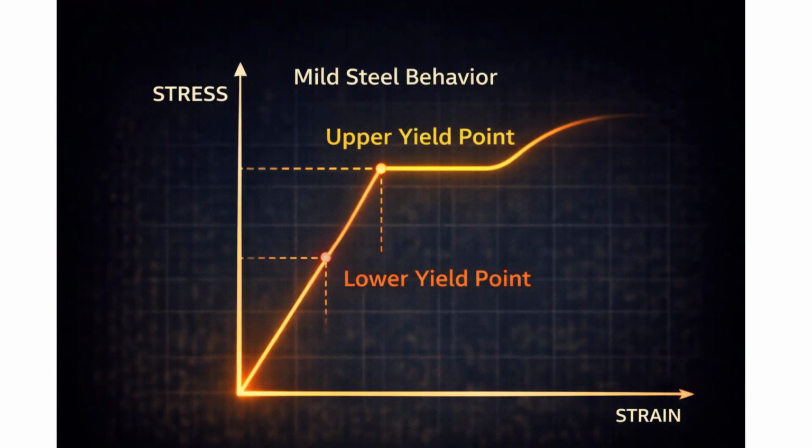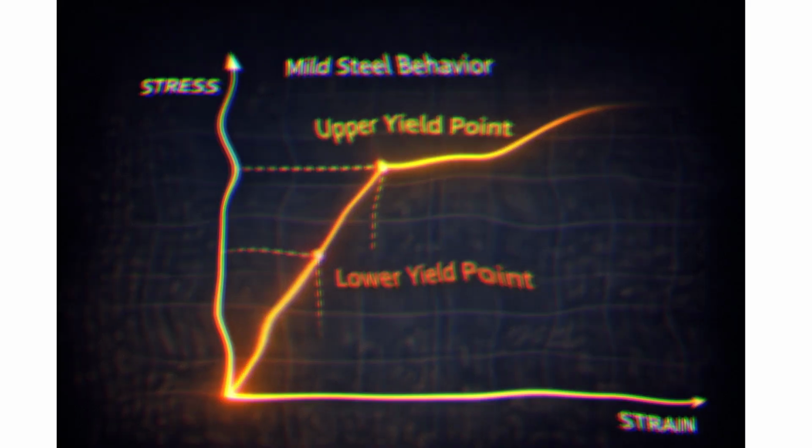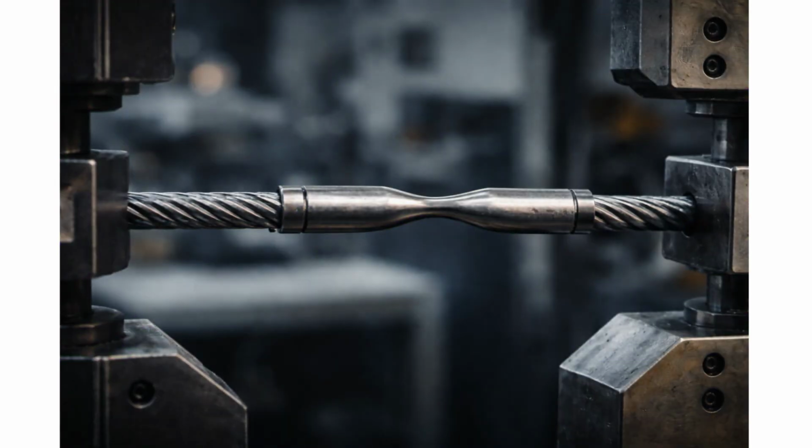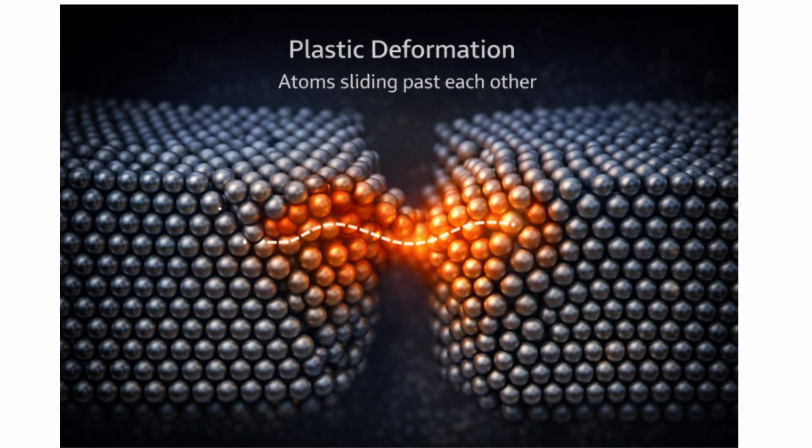Now comes the most dangerous zone, yielding. At yield point, material starts deforming without increase in stress. In mild steel, we see upper yield point and lower yield point. Beyond yield point, the material enters plastic deformation. Here, shape does not recover. Atoms permanently rearrange. Cross-section starts reducing. This region is critical for forming operations like rolling, forging, bending, welding.